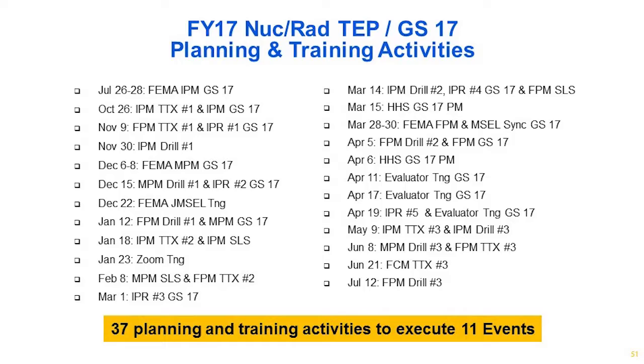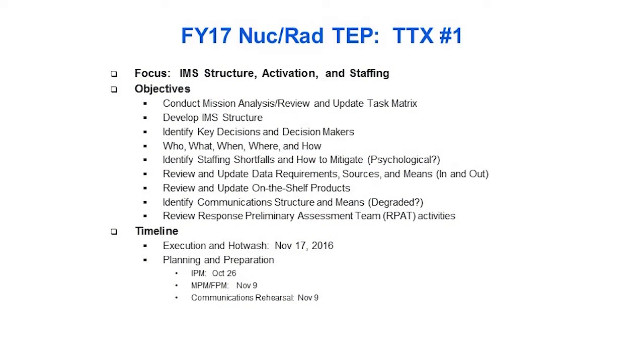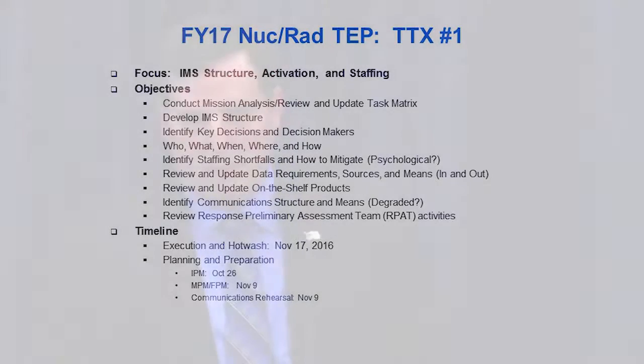Again, a lot of acronyms here, but the bottom line is 37 planning and training activities to execute these 11 events. A tremendous amount of work by a small number of folks. And just very quickly, again, kind of in order, we began with a tabletop, setting the stage, focusing on that early IMS structure that we were pulling together, talking about activation, just the bare bones.